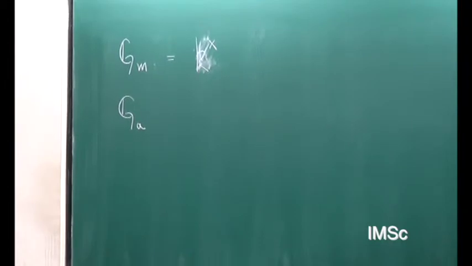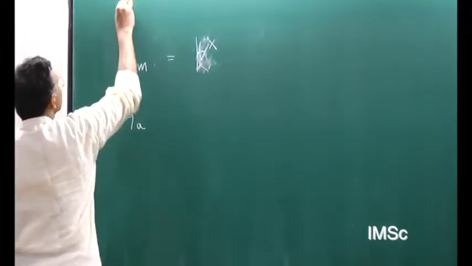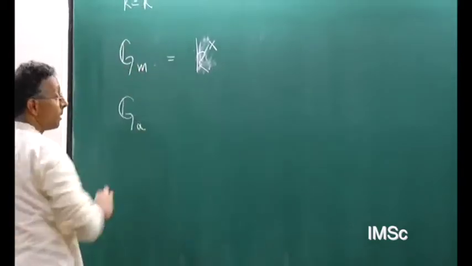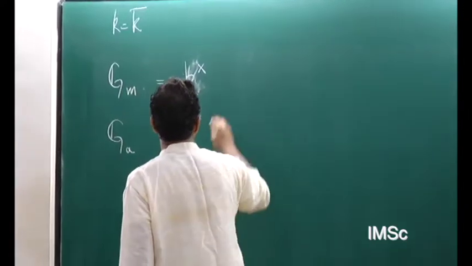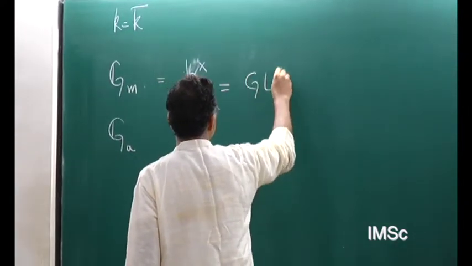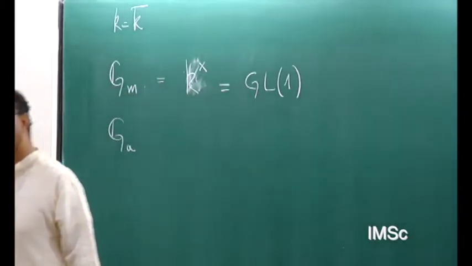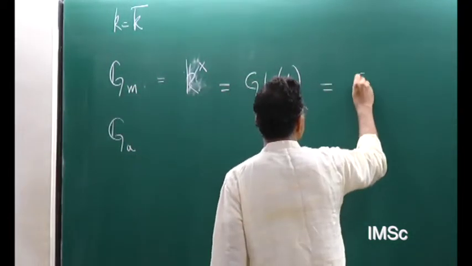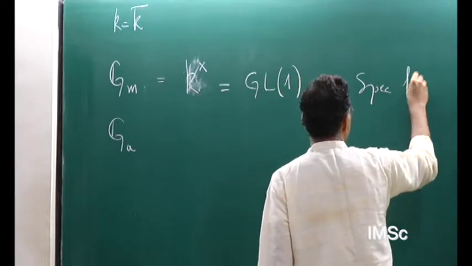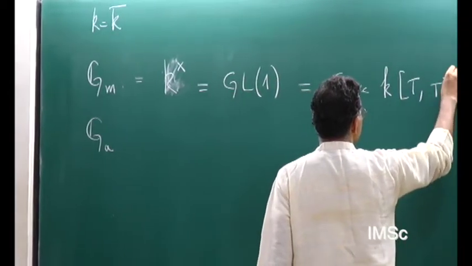K star is all non-zero scalars of the underlying field K equal to K bar. Recall that we are always working with K equal to K bar of arbitrary characteristic. So you can also think of this as GL1. And another way to think about this is that it is the spectrum of K[T, T inverse].